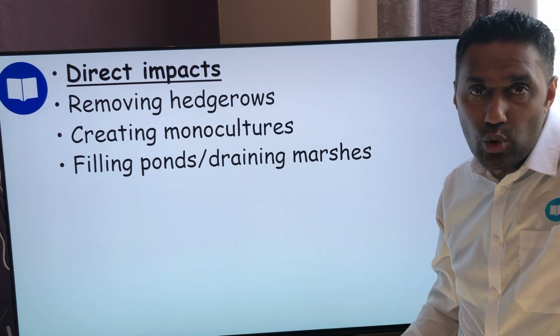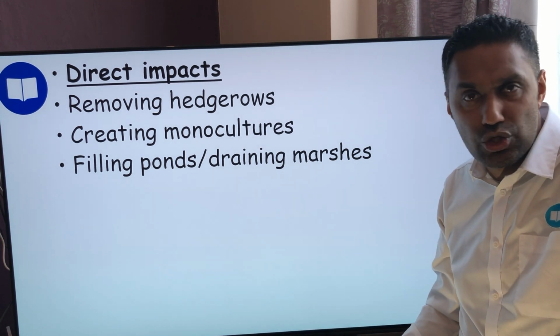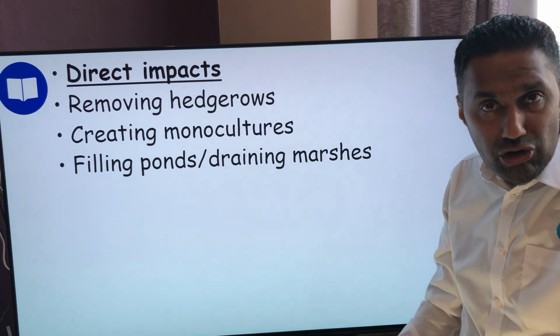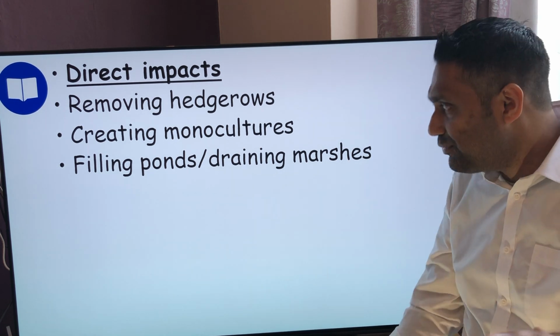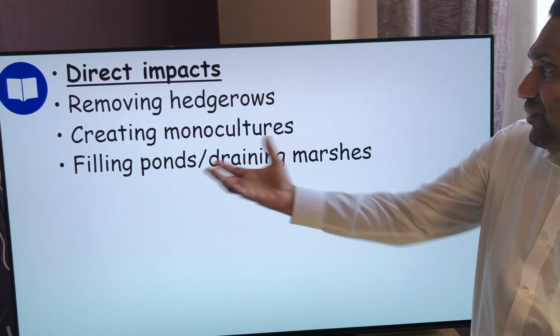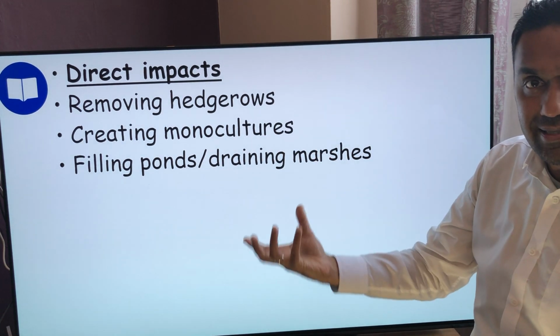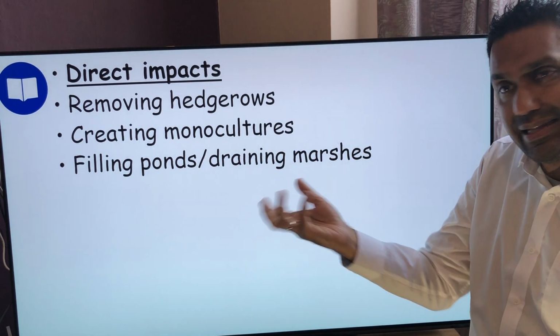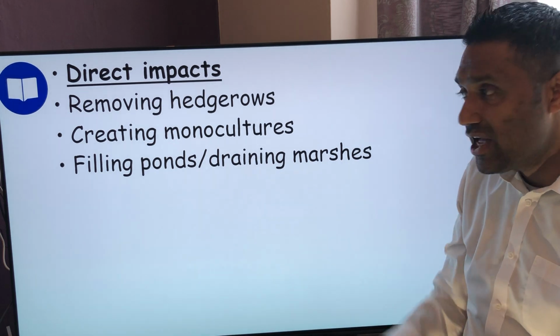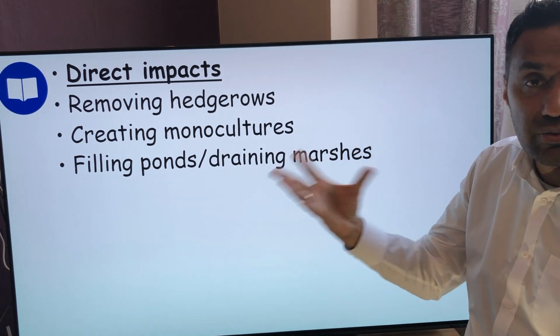Or the bit that's in the corner that's really wet or nothing can grow because it's too boggy, they'll just drain the water out of it and make it all dry again. Now what's that going to do? Remember, these are small habitats for particular organisms that need to live in those sort of wet kind of areas. You're just growing against the same old monoculture.